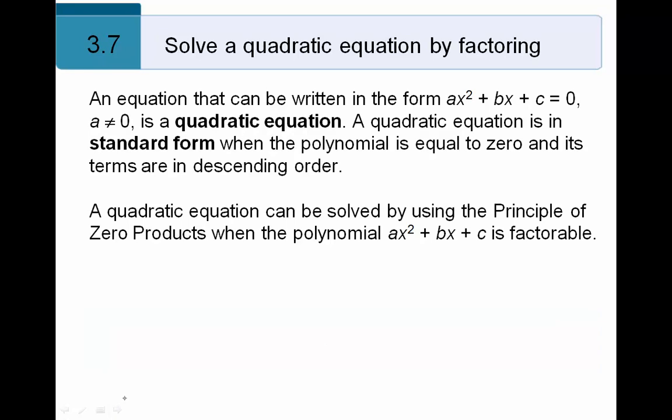An equation that can be written in the form ax squared plus bx plus c equals 0, a cannot equal 0, is a quadratic equation. A quadratic equation is in standard form when the polynomial is equal to 0 and its terms are in descending order. A quadratic equation can be solved by using the principle of zero products when the polynomial ax squared plus bx plus c is factorable.